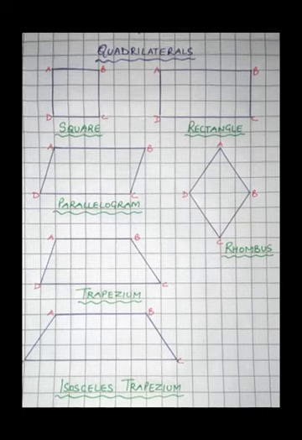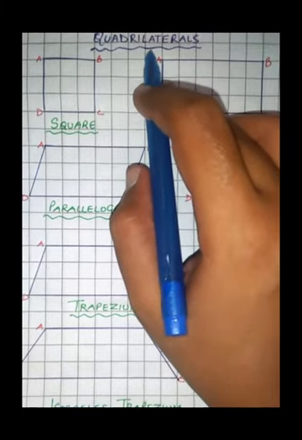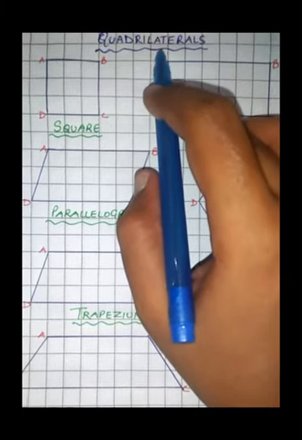Children, today we will study about quadrilaterals. Quadrilaterals are the polygons which have four sides.